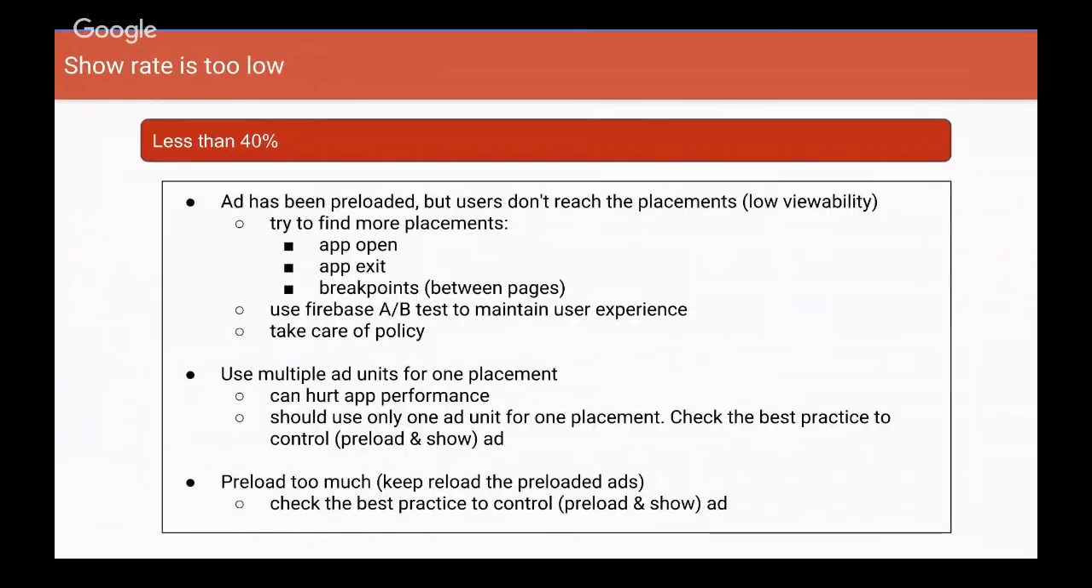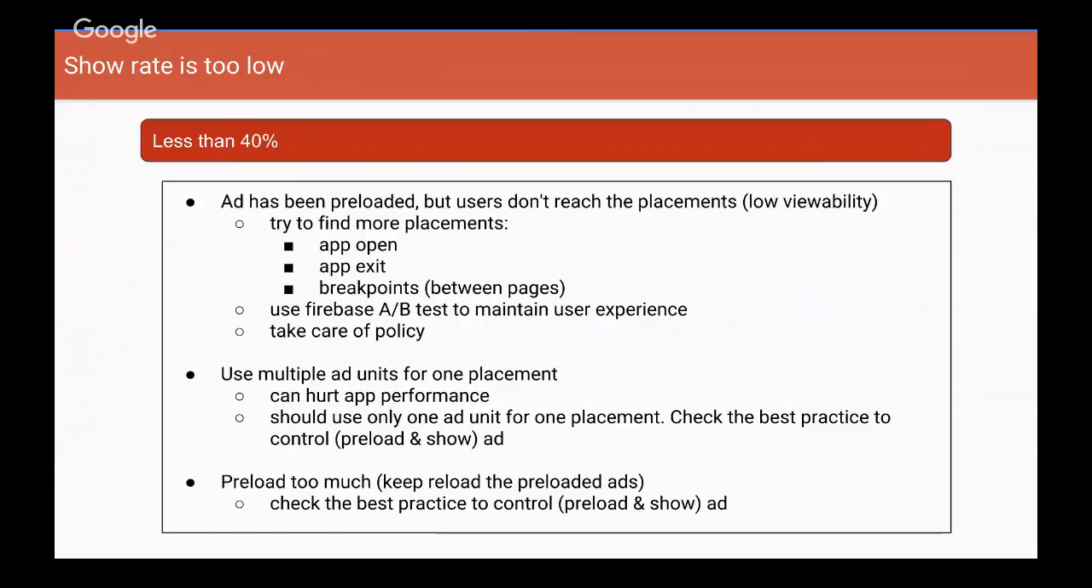Yeah, so there are some problems you can check with your show rate. If your show rate is too low, let's say less than 40%, that means there are three kinds of issues here. The first thing is that you may have preloaded your ads already, but the user doesn't reach the placement to show the interstitial. That means your interstitial has very, very low viewability. So I suggest you try to find more placements.